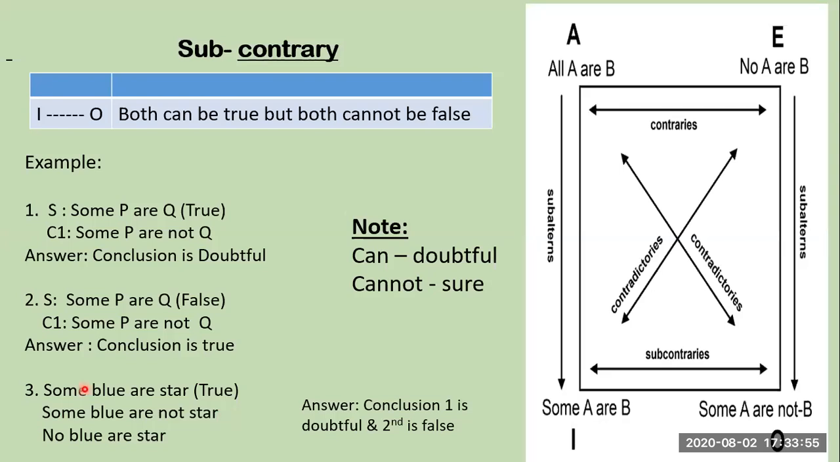And again, compare the first and third, some blue are star and no blue are star. This is sub-alternation. If one is true, the opposite should be a false one. So hope you have understood this.